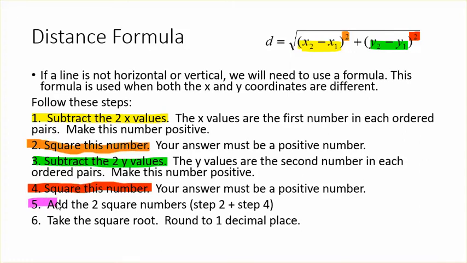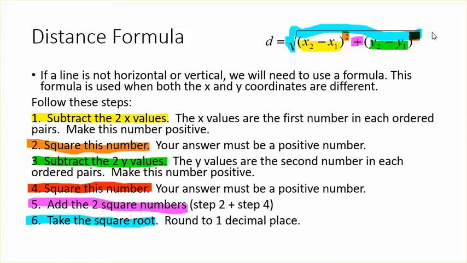Step 5, we're going to add the two square numbers. That's right there in my formula. So in other words, I'm taking step 2 plus step 4, and I'm adding them together. And finally, I'm going to take the square root. Your square root might be a whole number, or it might be a decimal. If you get a decimal, just round to one decimal place.